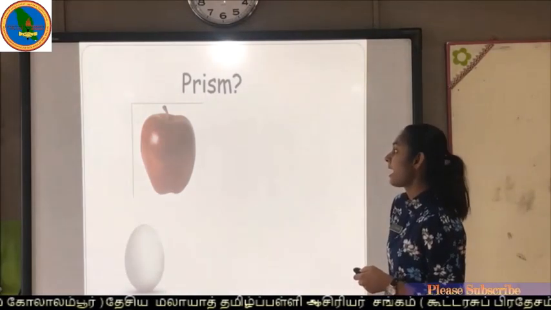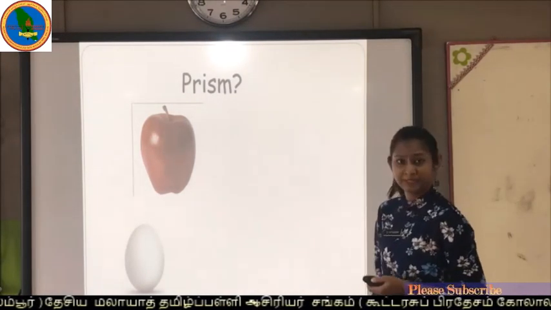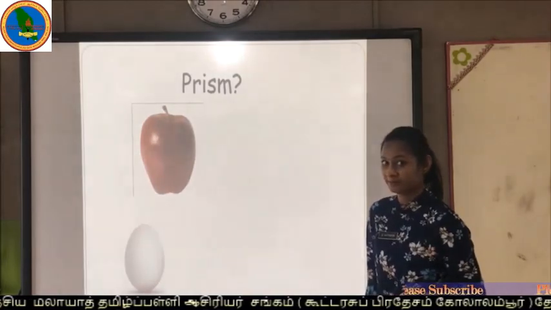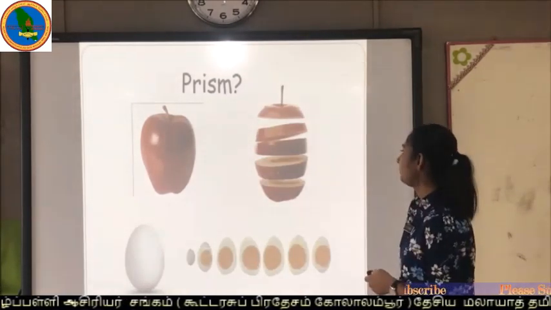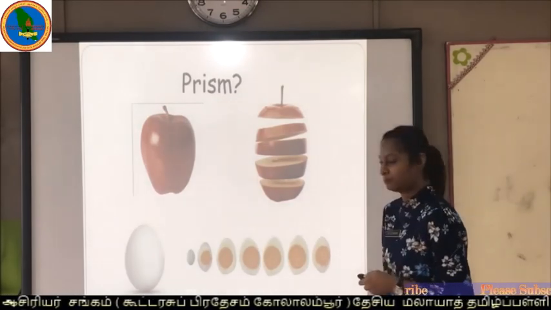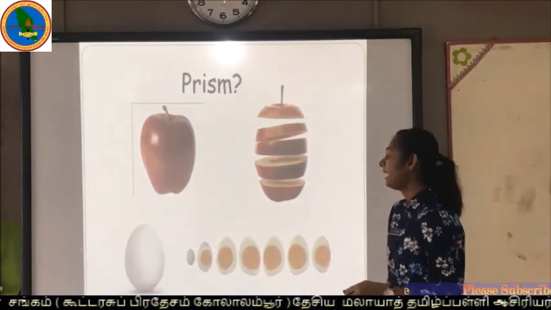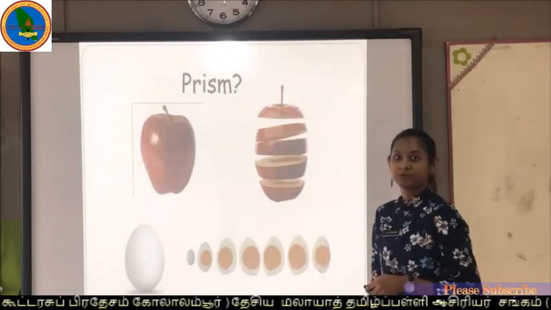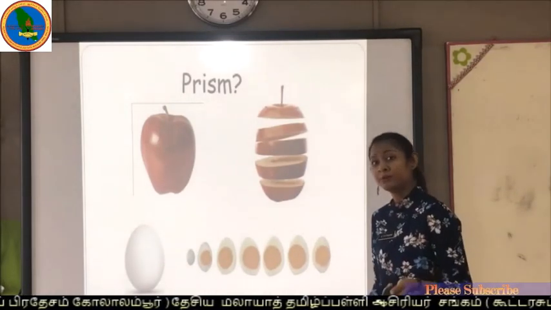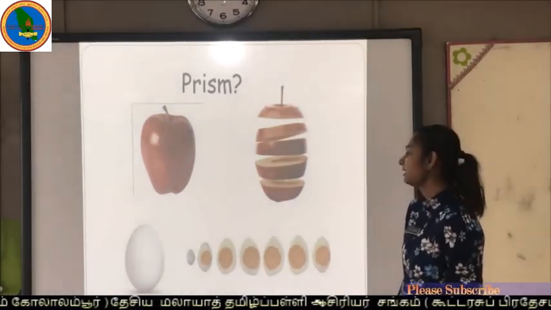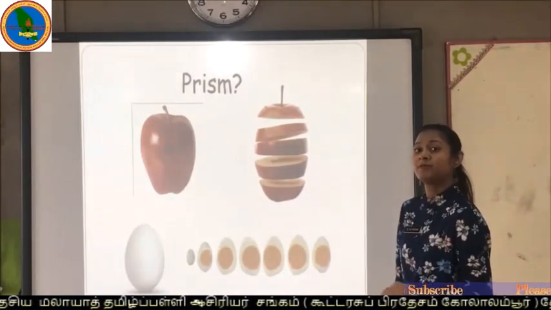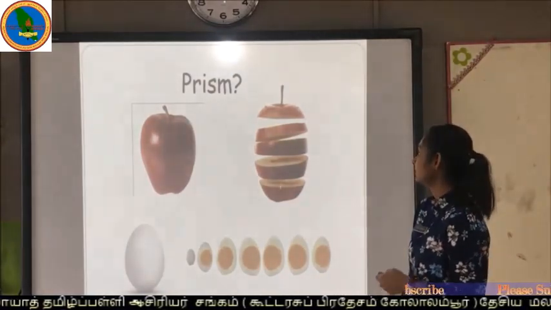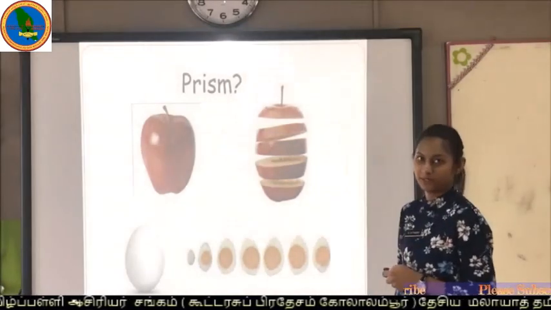Are this apple and egg a prism or non-prism? Let's look. Apple is not a prism. The egg is sphere in shape, so that's a non-prism. Hence, you can see they don't have parallel ends and flat surfaces. Same goes for the apple.